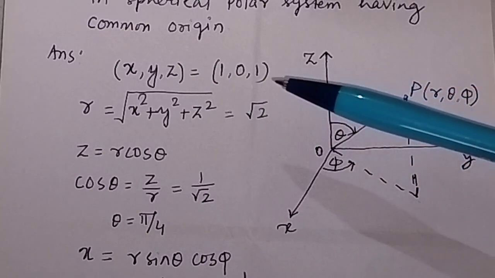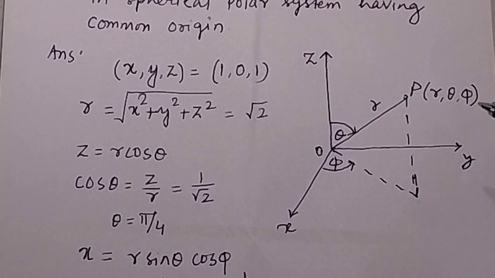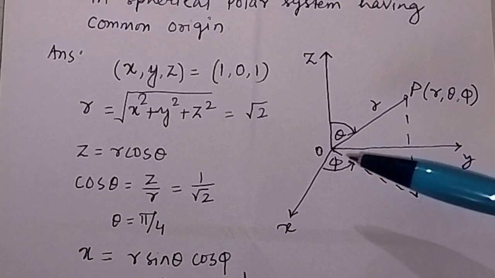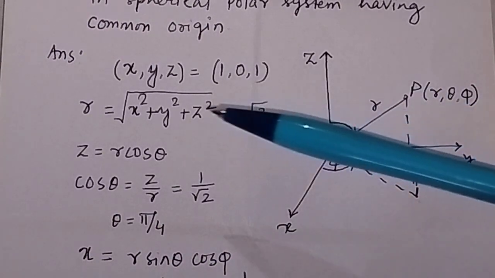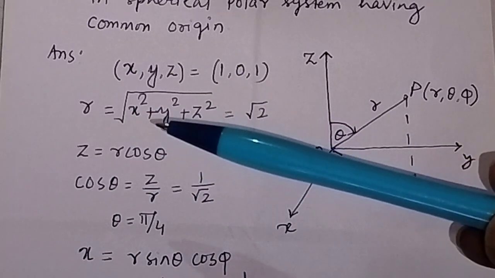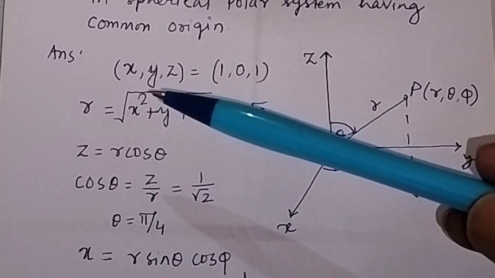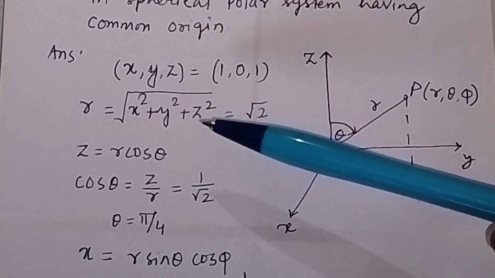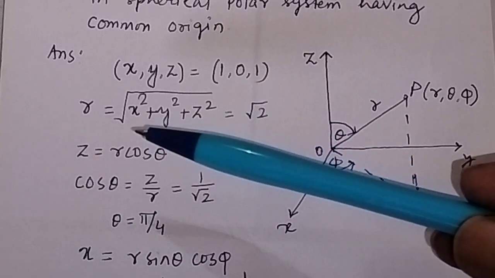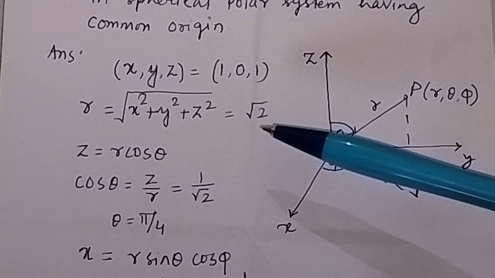This is your x axis, this is your y axis, and this is your z axis. And we have to convert it into spherical polar coordinates, that is r, theta, phi. So in spherical polar coordinates, this is your radial distance, and the radial distance r is equal to the square root of x square plus y square plus z square. If you put x equal to 1, y equal to 0, and z equal to 1, then the radial distance r will be equal to root 2.